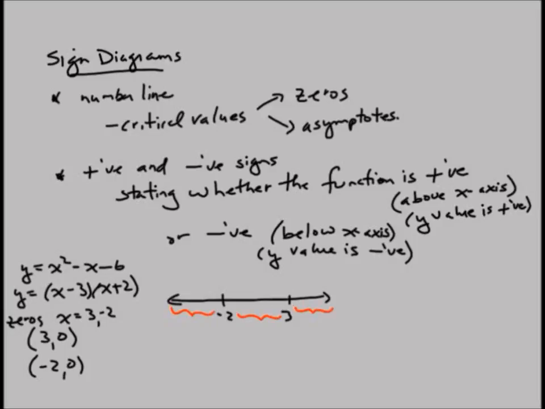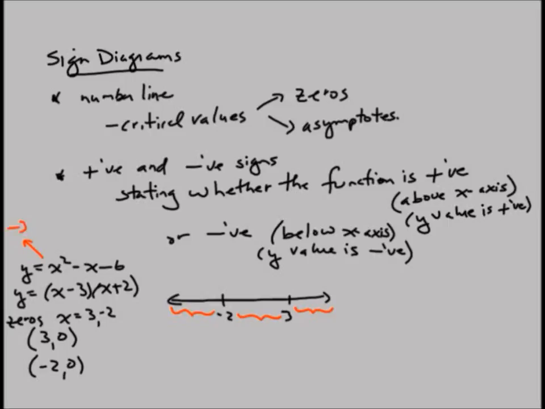Is the function above the x-axis at each of those intervals or below the x-axis at each of those intervals? And if we don't know what that looks like, we could just tell by what the graph looks like. But if we can't remember or don't know what the graph looks like, we can try some values in there. So something smaller than negative 2 is negative 3. Let's try that in here.